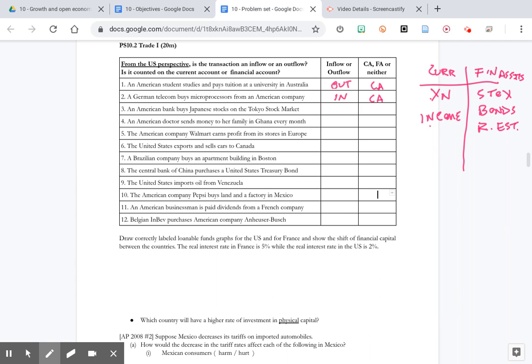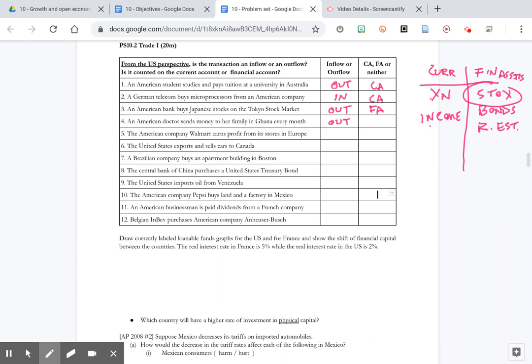Number three, an American bank buys Japanese stocks on the Tokyo stock market. Well, there we go, stocks. So this one has to be the financial account. But now let's ask ourselves, is the money flowing into the United States or out from it? Well, the bank is buying Japanese stocks, so the money is flowing out from the United States. Number four, an American doctor sends money to her family in Ghana every month. So from the United States' perspective, this money is flowing out. The money is flowing to Ghana.